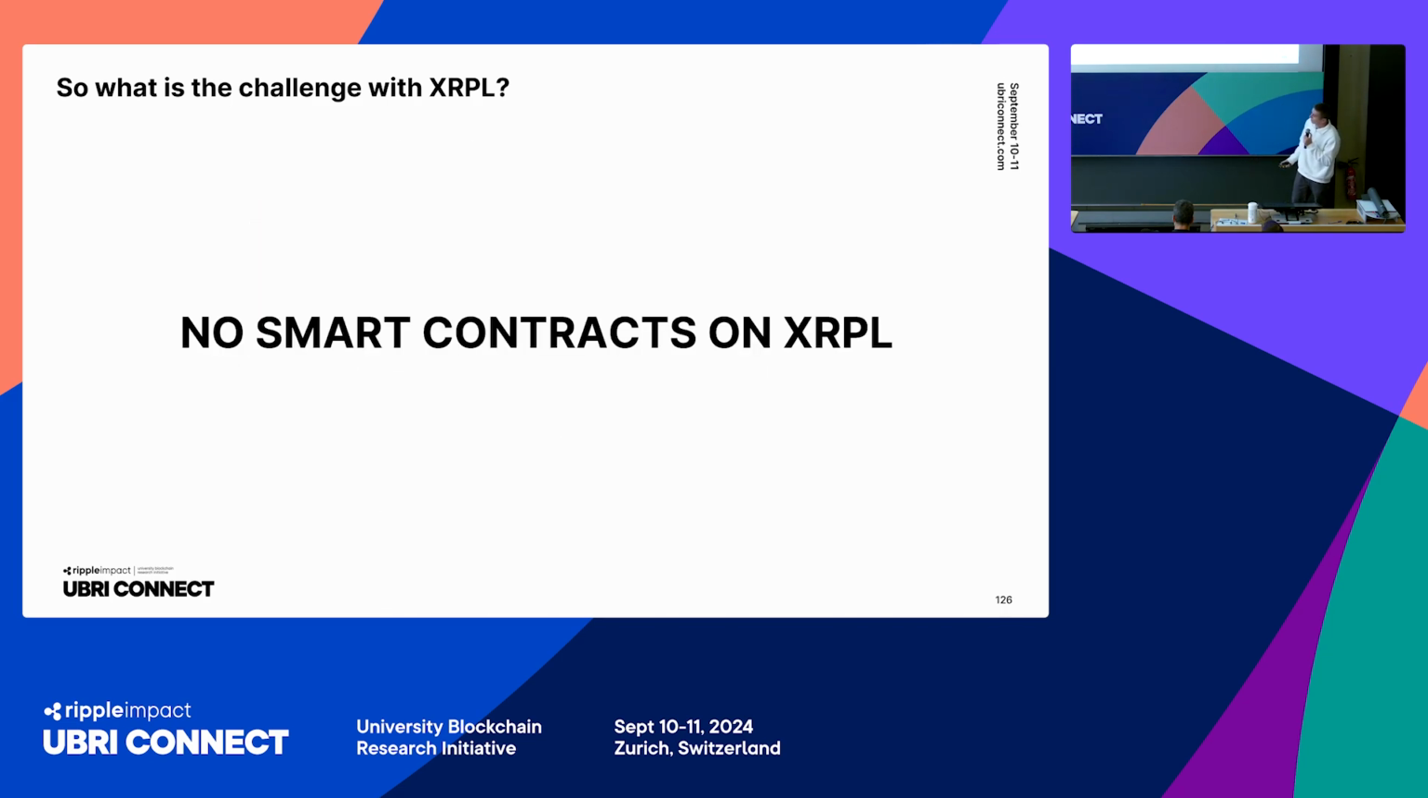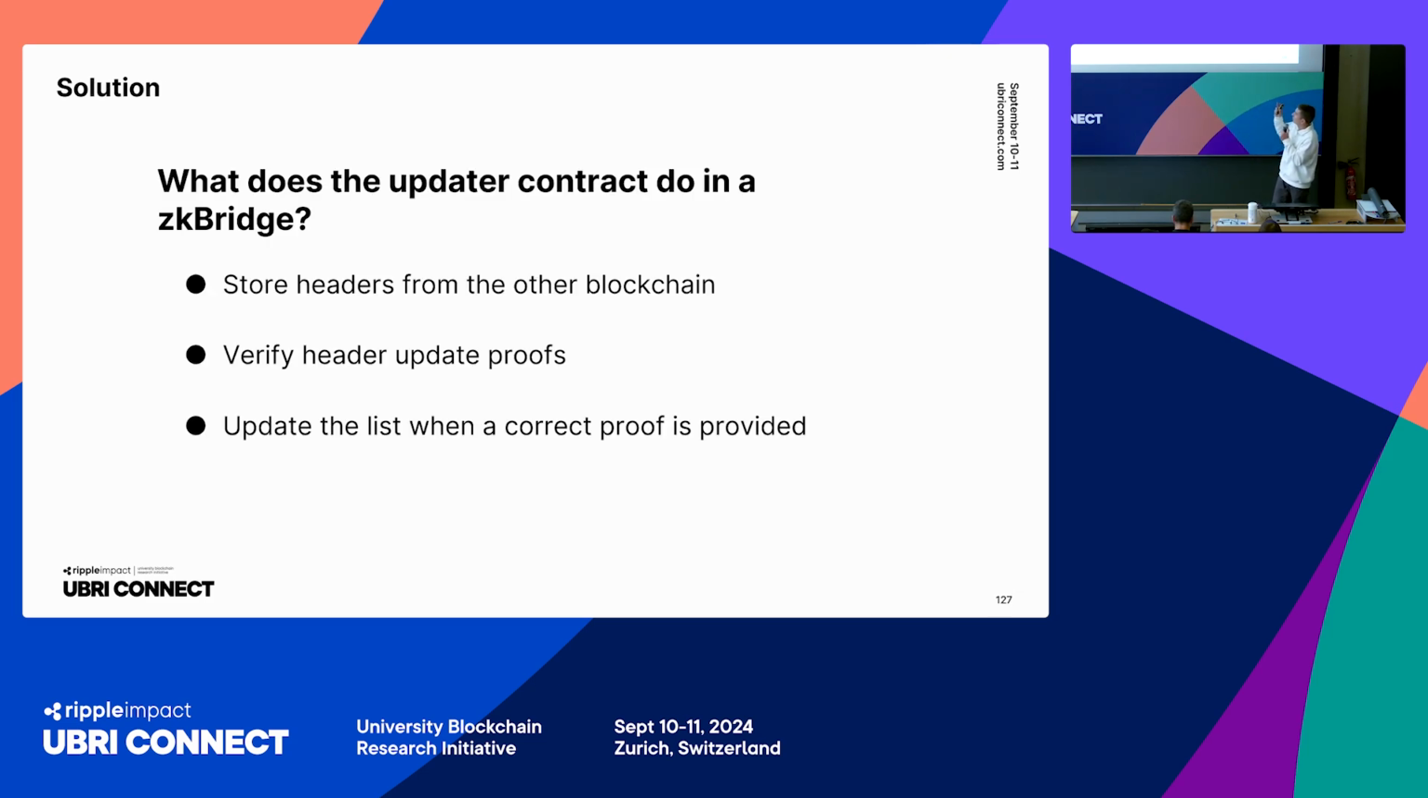So yeah, that's the problem we were facing when we first tried to implement the XRP zkBridge. And the question that came to my mind is: what does the updater contract really do in a zkBridge? It's the three things I mentioned. It stores the headers, it verifies the header update proofs, and it updates the list when a correct proof is provided. The question now is, can we do that without a contract?